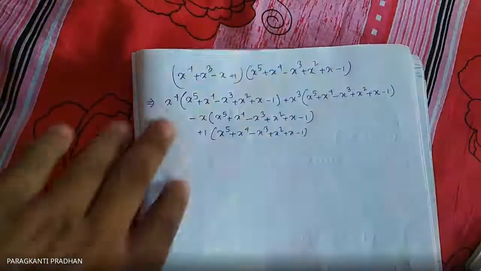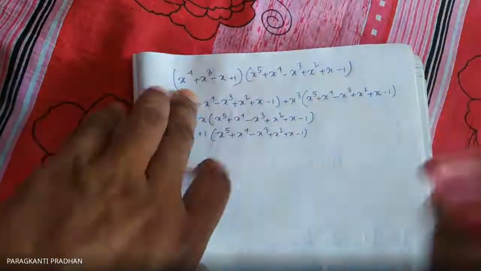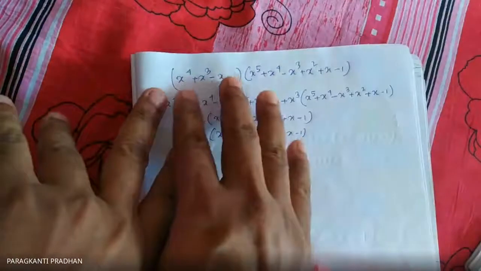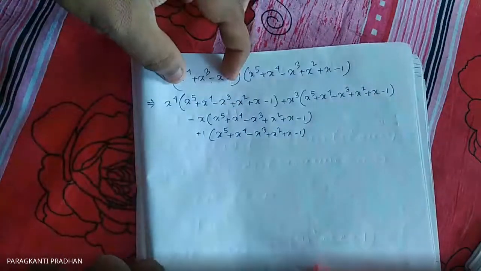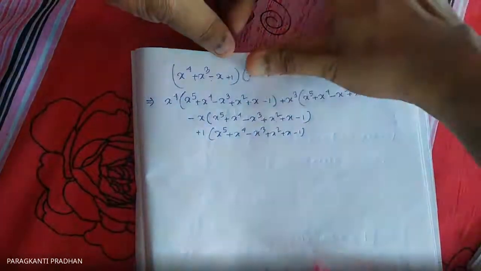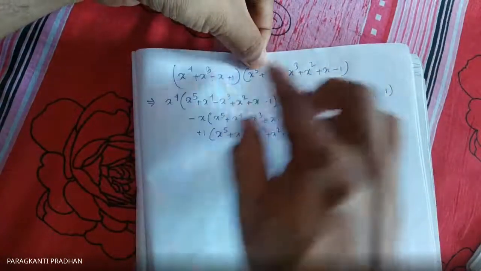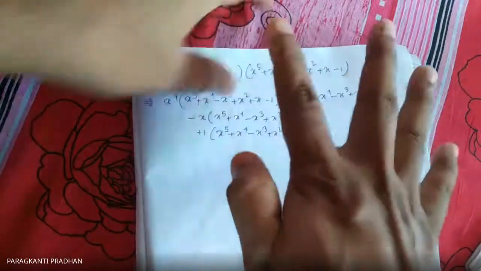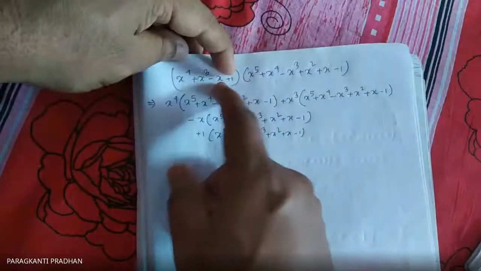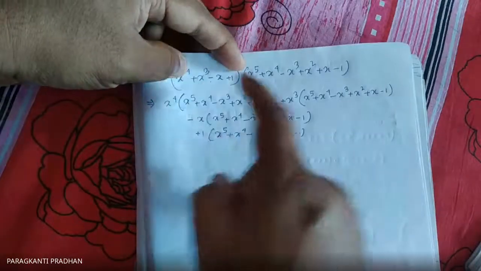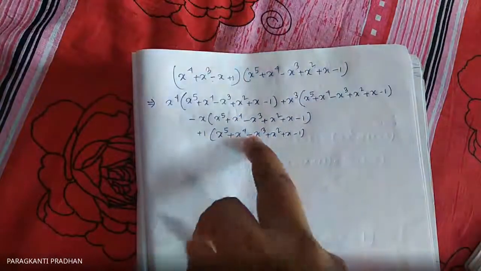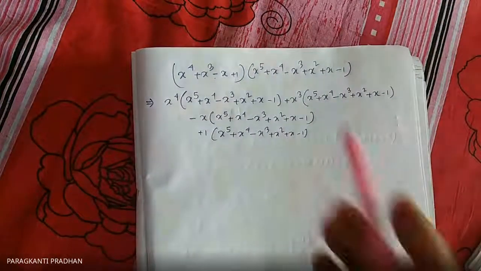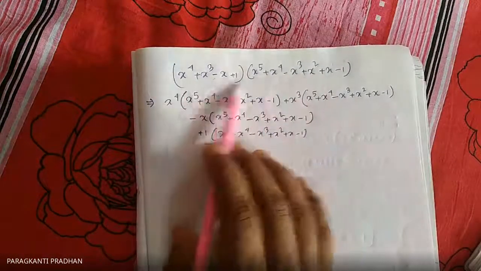I'm requesting you that whenever this kind of thing is there, at first you have to take the smallest term. This is the fourth term, but if you choose this as the first, then this into this into this into this into this, so you have to write 6 times. But since this is the fourth term, we are choosing this first. Then we have to multiply 4 times: 1, 2, 3, and 4. Okay, is it clear?